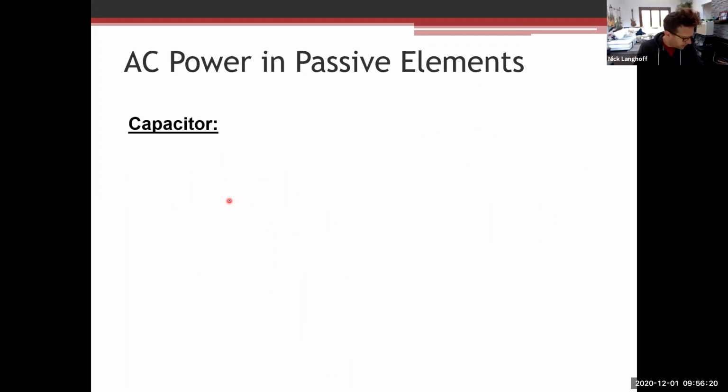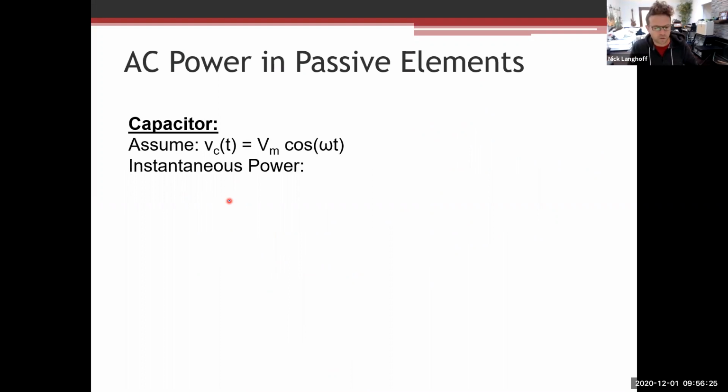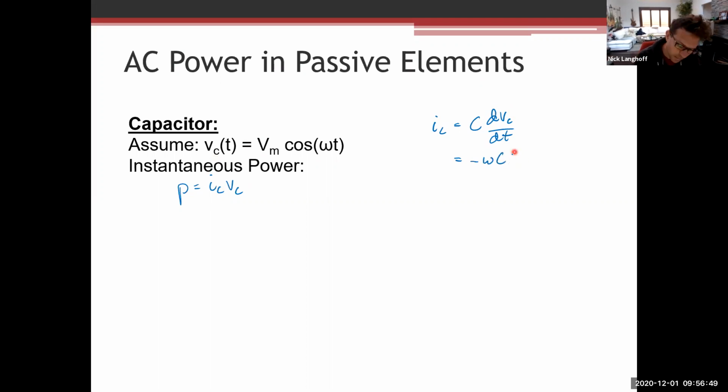Lastly, let's look at the capacitor. So we'll assume a voltage across the capacitor, a sinusoid, and we'll look at the instantaneous power. We'll say that this is like any element, it's the current through it times the voltage across it. And we recall that the current through a capacitor is equal to C times the derivative of the voltage across the capacitor. And if we evaluate dv/dt, we get minus omega C times Vmax times the sine of omega t.